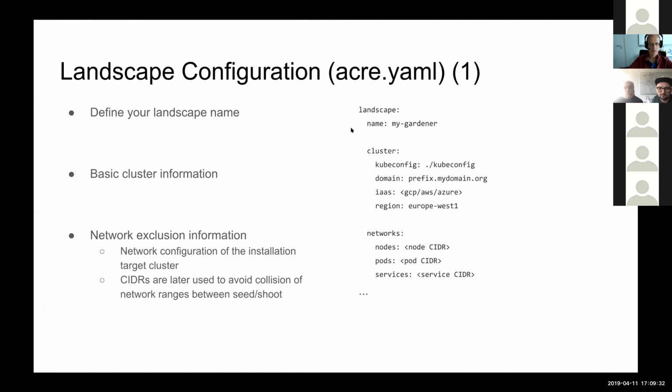So you start by defining your landscape name, which you want to configure. Then we have general cluster information, like on which infrastructure you are running, what's your domain, what's the kubeconfig of this cluster, and in which region. Then you need to provide the network properties of your underlying cluster, so Gardener can exclude certain CIDRs from your shoot creation, so things don't collide there.